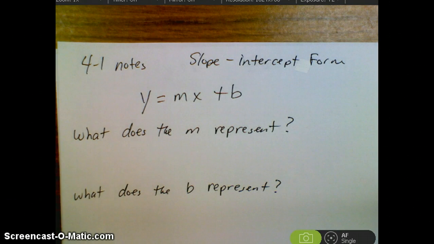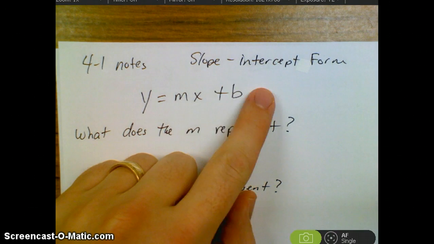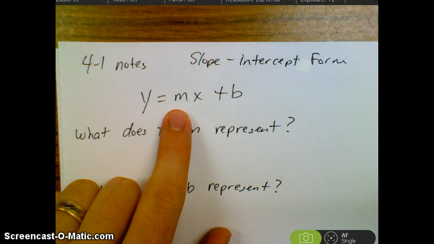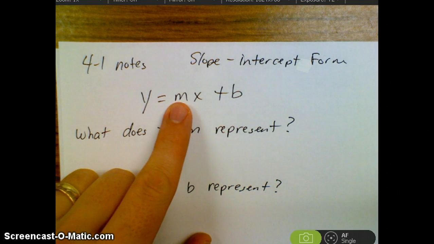Start of chapter 4. 4.1 notes are here. We're working with slope-intercept form. This is slope-intercept form: y equals mx plus b. It says, what does the m represent? The m is slope.